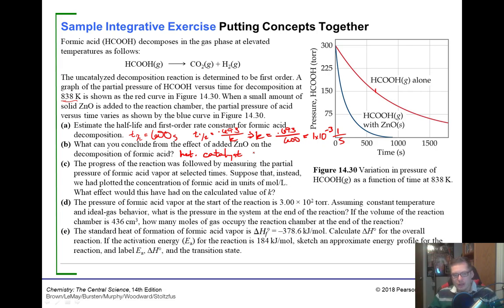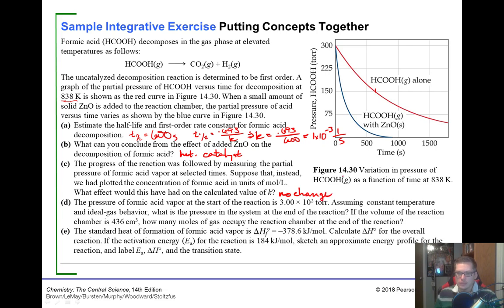So if we plotted it as concentration instead of by pressure, would that have changed the half-life? No, it should have still taken the same amount of time to go from where it was to halfway, and so our K value would have been exactly the same because the half-life would have been exactly the same. So it would be no change.